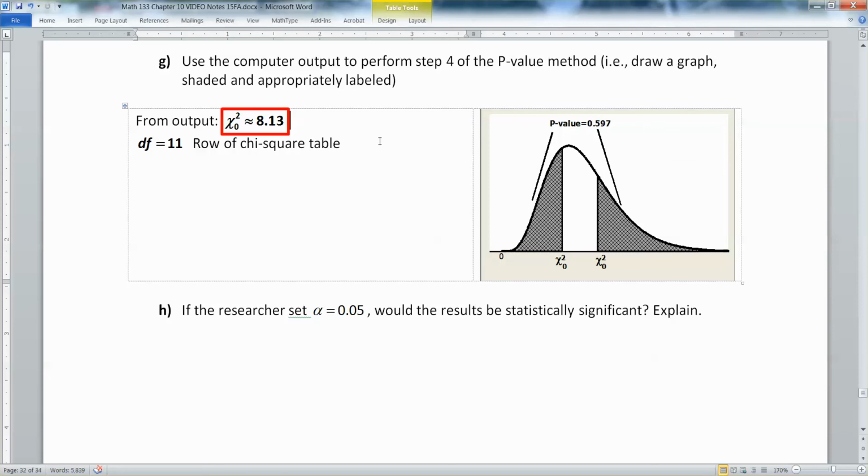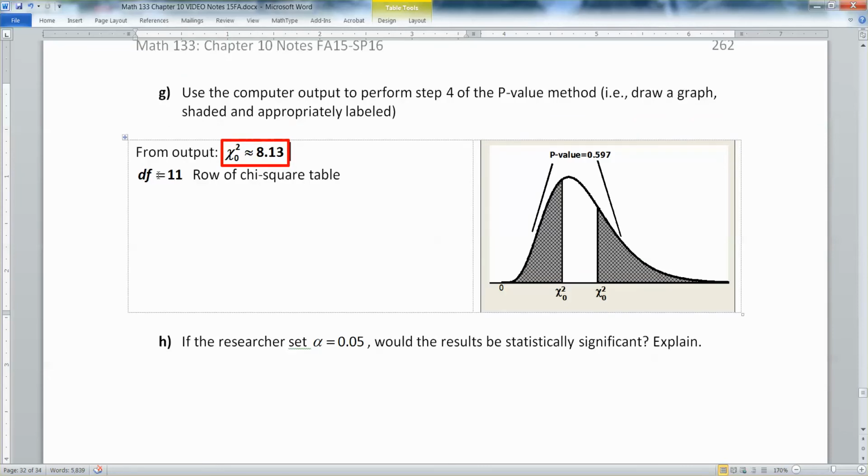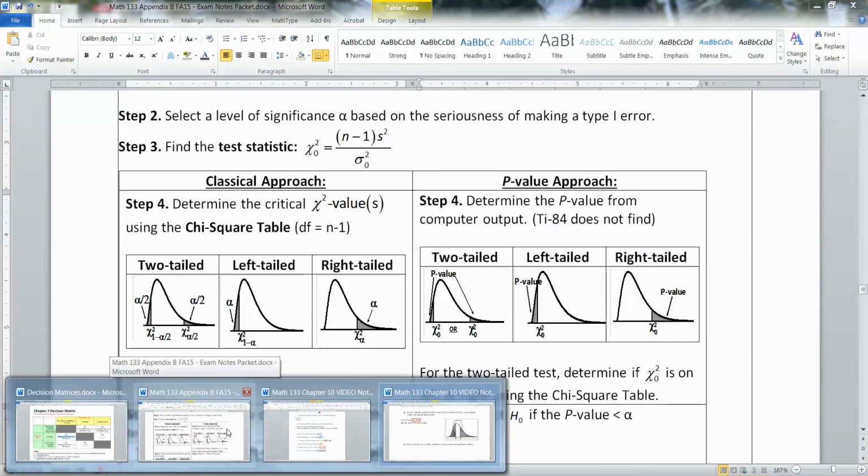Now the trick is, we know that it's 8.13. We remember that we had degrees of freedom 11. And the question is, is the 8.13 over here on the left, or is it over here on the right? Okay, so what we need to do is go to the chi-square table and look at that row, right? So go to the chi-square table, look at the row, and see if 8.13 is on the left side or on the right side, or where we think it would be.